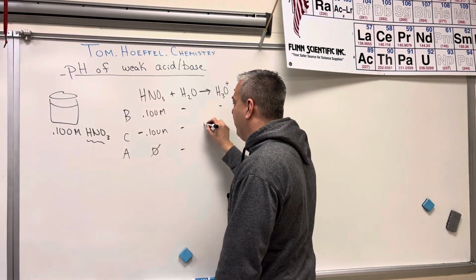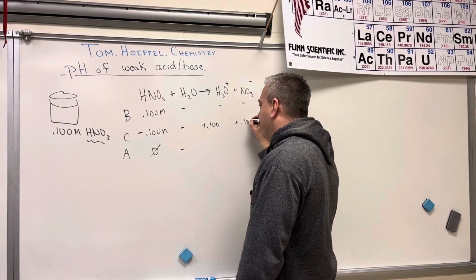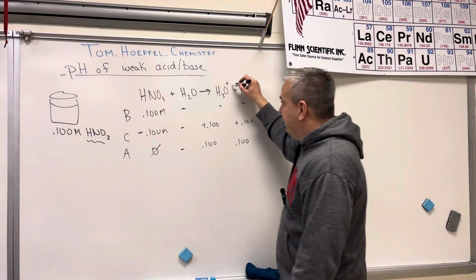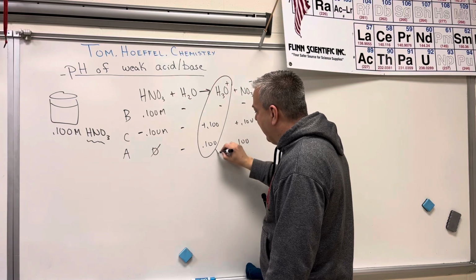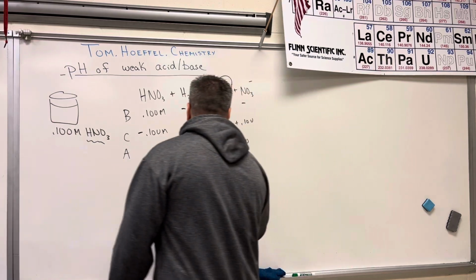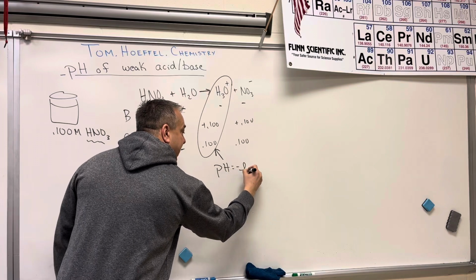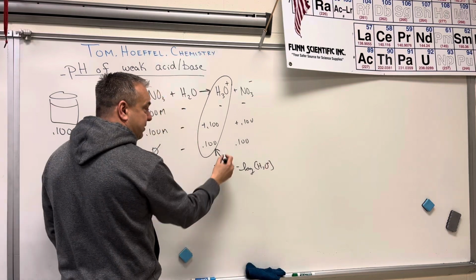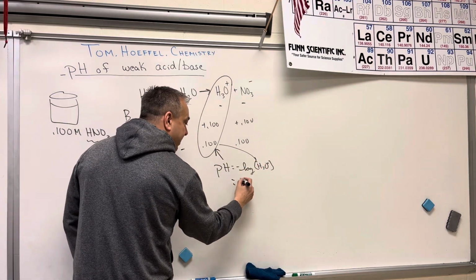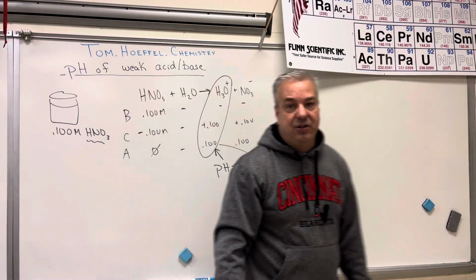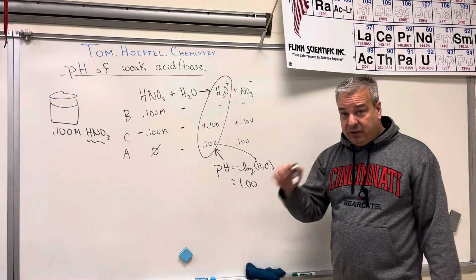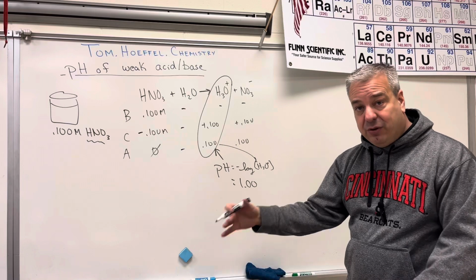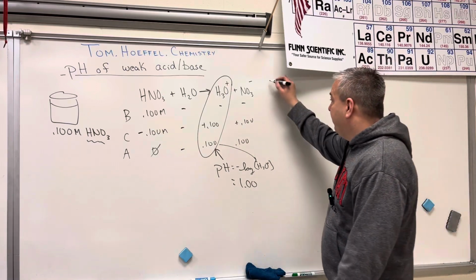So if this goes down by 0.1, this is going to go up by 0.1, and each of these are going to be 0.1. And the part that I'm most interested in is the concentration of the hydronium ions, because that's how we figure out our pH. The pH is the negative log of the concentration of hydronium ions. So I'm going to go ahead and plug in the 0.1 there, and I find out that this thing has a pH of 1, which sounds like a pH for a strong acid. Remember, at the very bottom of the pH scale, zeros and ones, that's the pH of a strong acid.